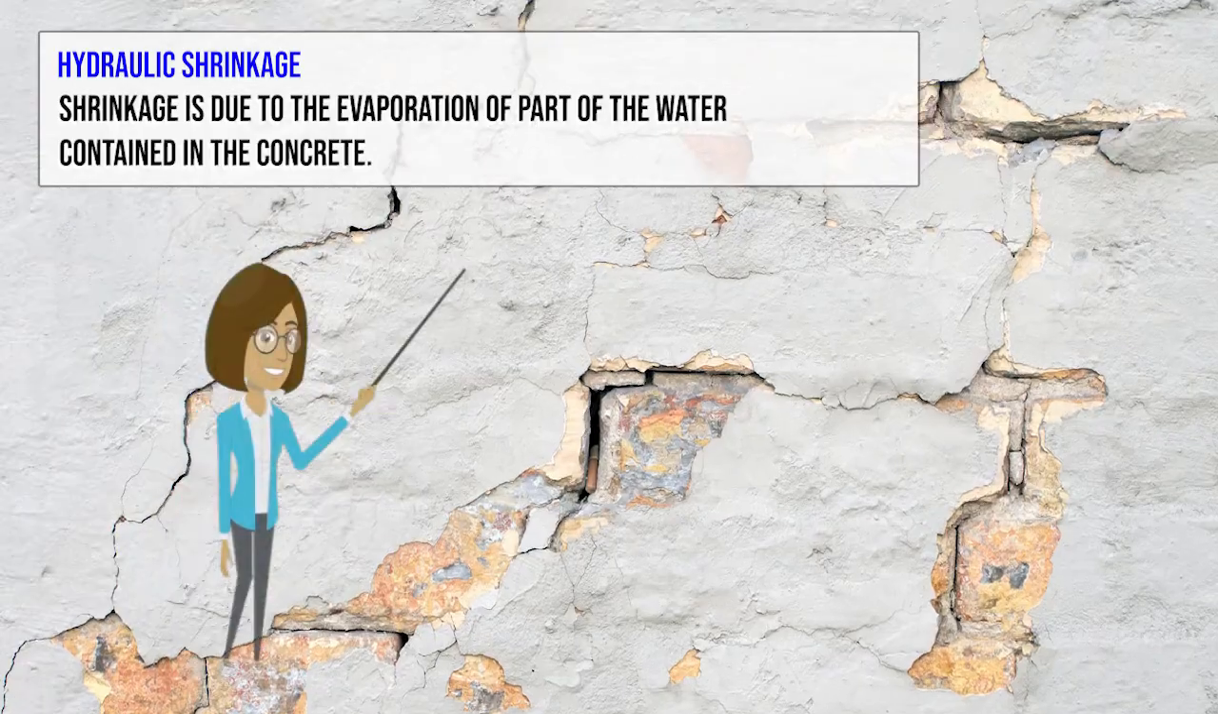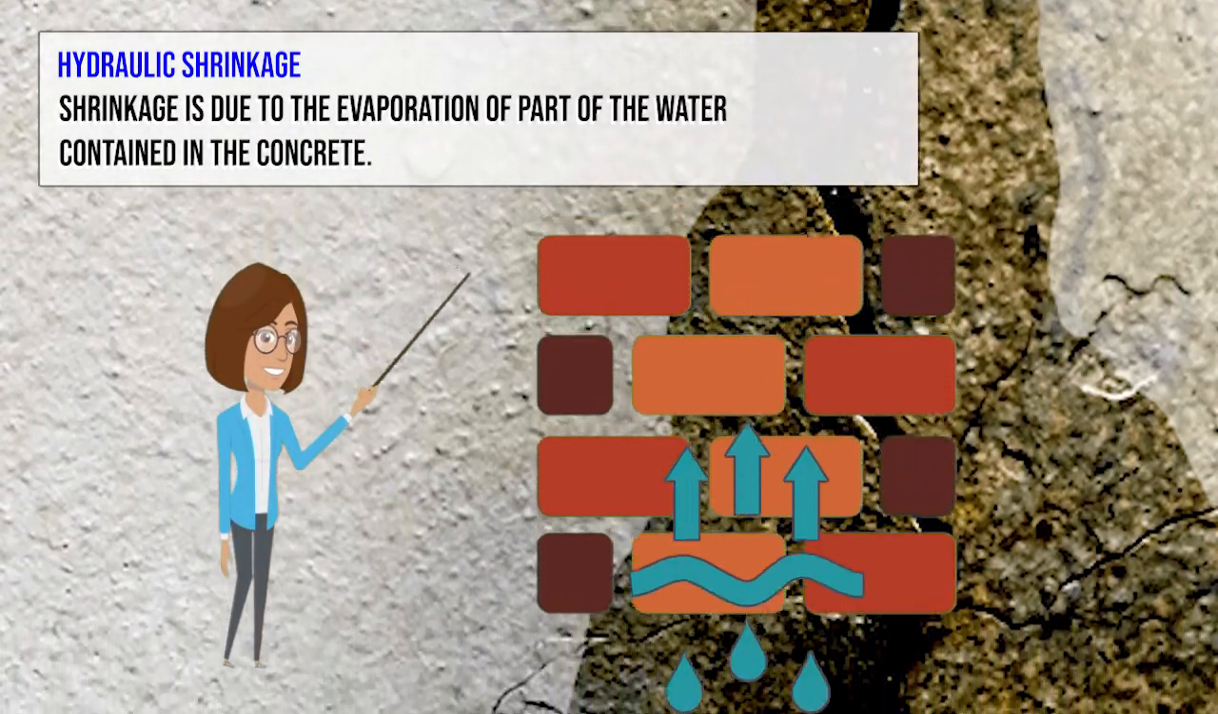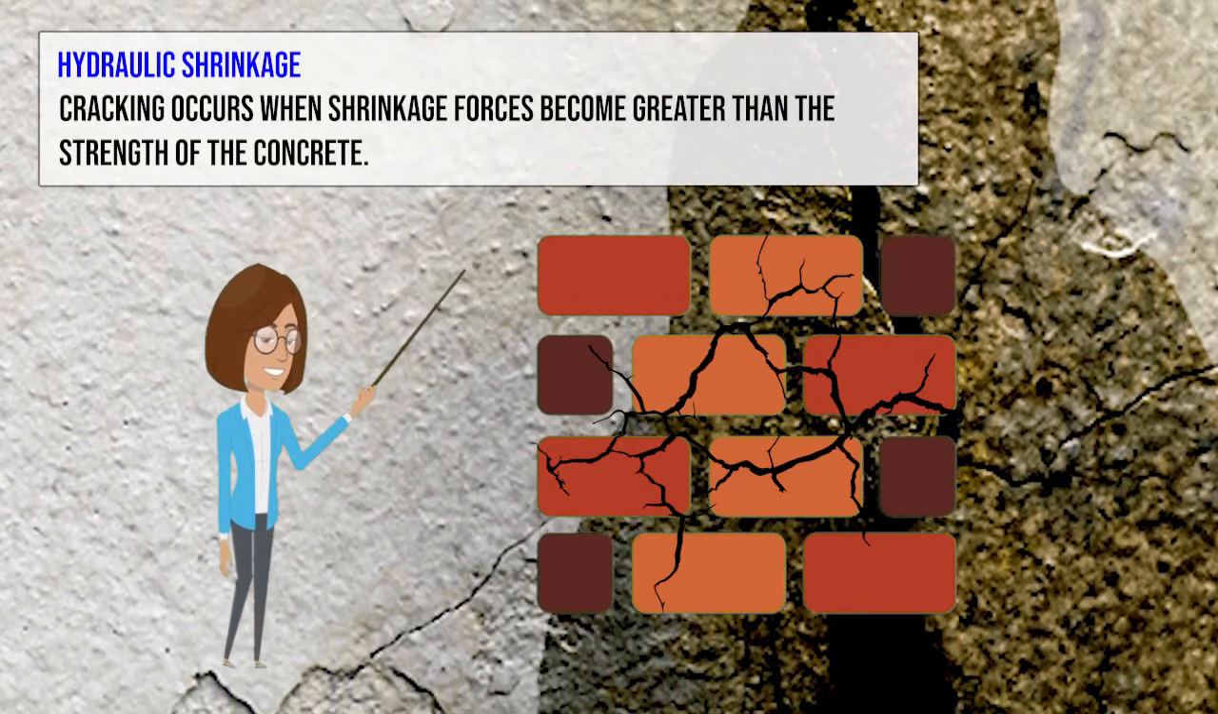Hydraulic shrinkage. Shrinkage is due to the evaporation of part of the water contained in the concrete. Cracking occurs when shrinkage forces become greater than the strength of the concrete.